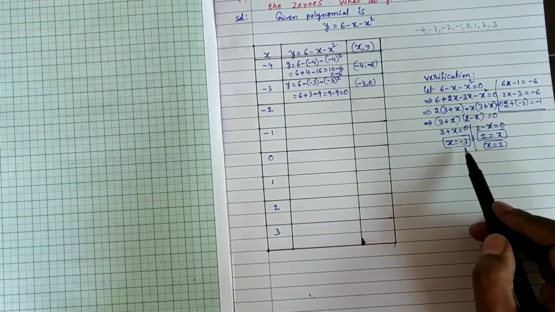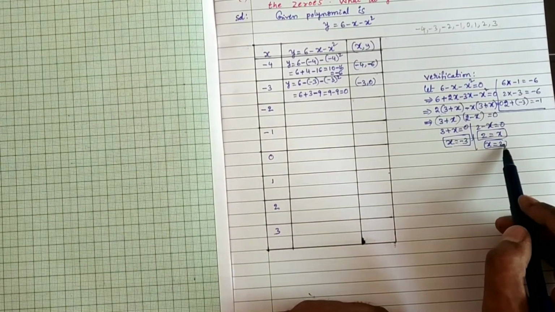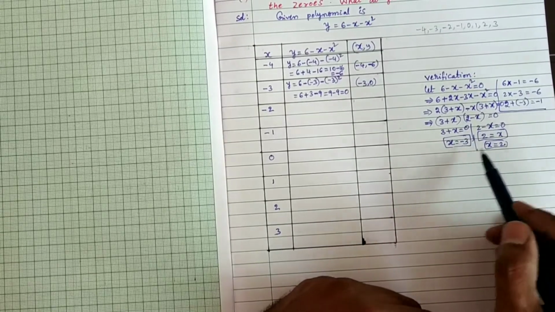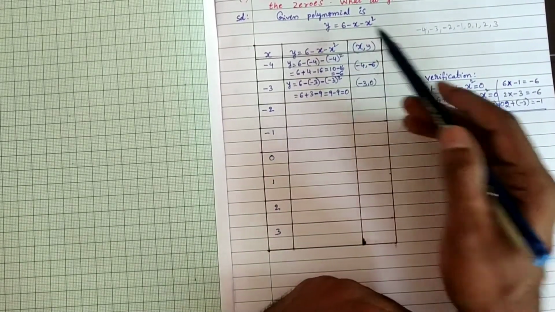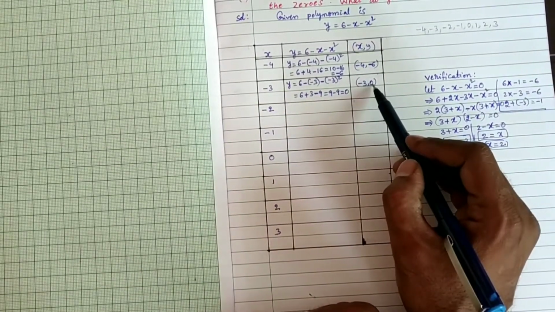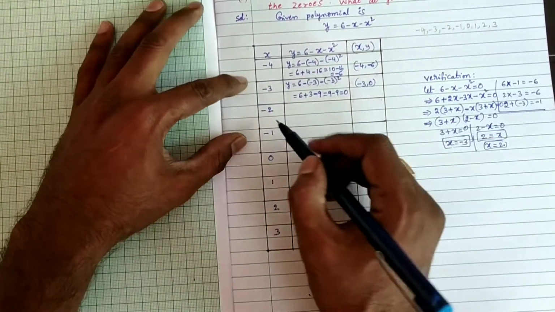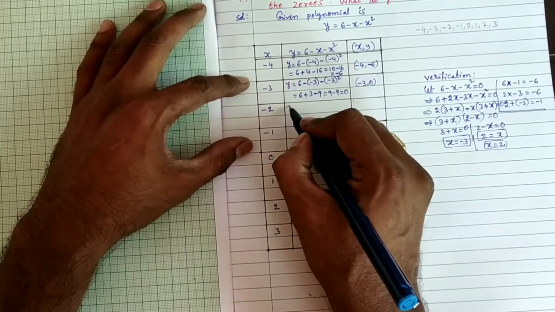Come to the verification. We got the zeros are minus 3 and 2. So for minus 3 and 2, we should get the value of y to be 0. So here we got the y value is 0. So what we did is right. So next, go to the next value. Substitute minus 2 in the place of x.